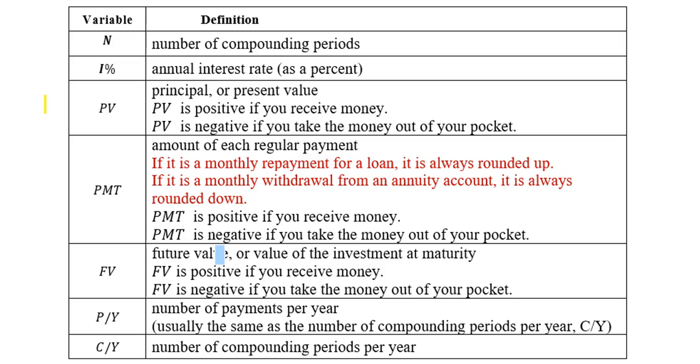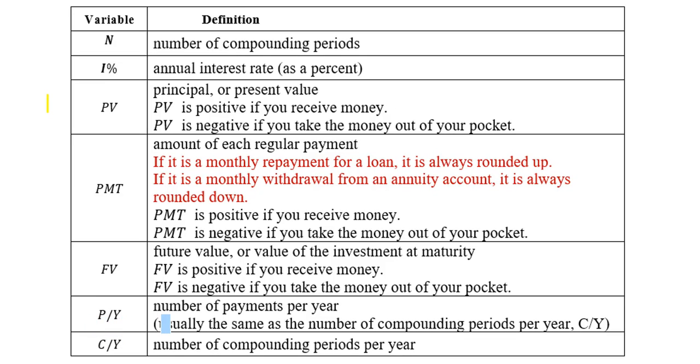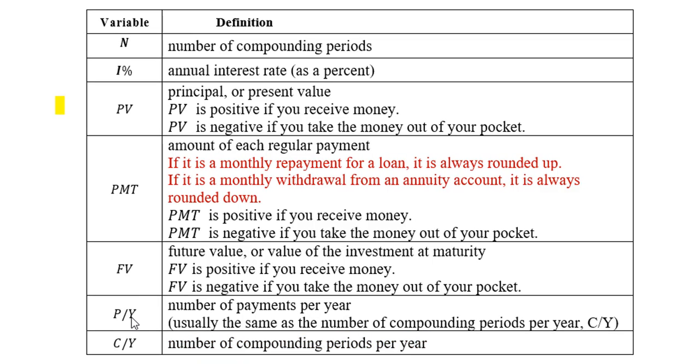FV stands for future value, or a value of the investment at maturity. FV is a positive if you receive money. FV is a negative if you take the money out of your pocket. P/Y stands for number of payments per year. C/Y stands for number of compounding periods per year. Normally, these two are equal to each other.